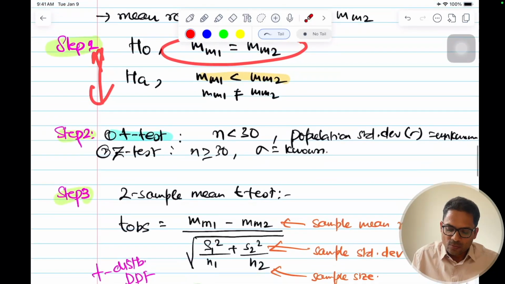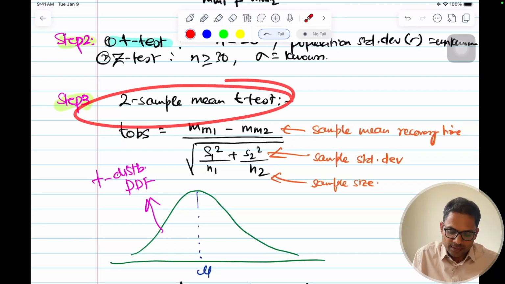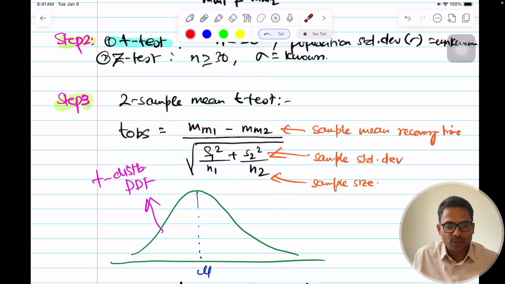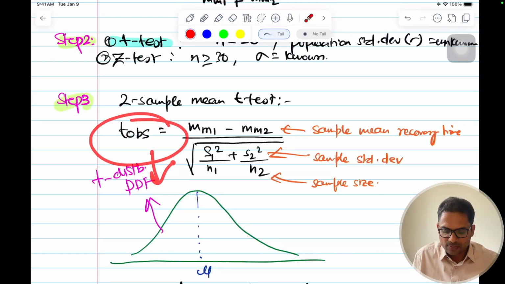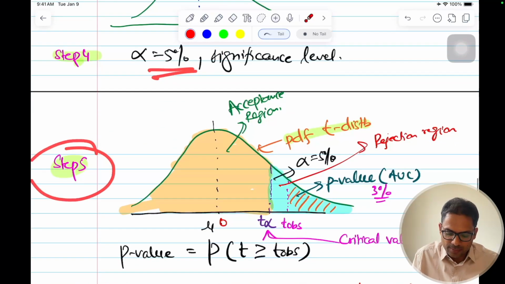Now we have to decide what kind of test we are going to use, and depending upon that my test statistic will come. So we decided that we'll go with the t-test because my sample size is less than 30. Then we found the test statistic and got the distribution, which is known for the test statistic, and we calculated the value for t observed. In the next step, we decided my significance level, which is 5%, the standard. In the next step, we calculated the p-value.